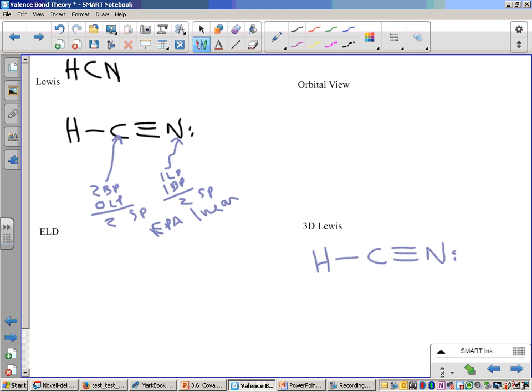Okay? What do I want to do? I'm going to do two more. I want to shake one more thing up. Don't worry about the orbital view. If you started drawing it, that's great. You're going to have two pi bonds. One's going to be up and down, one's going to be in front and back.